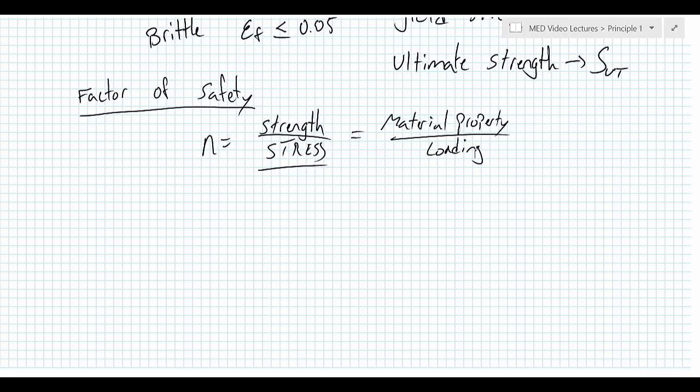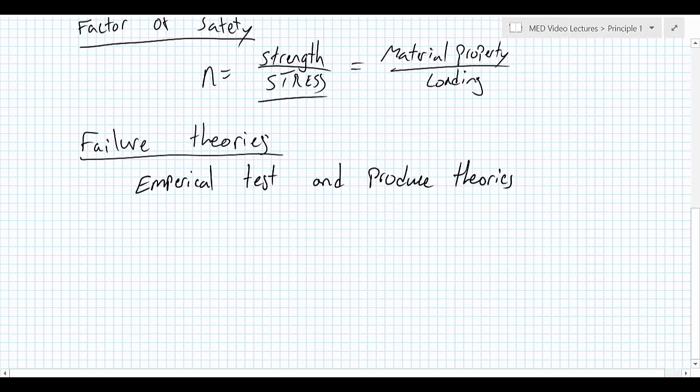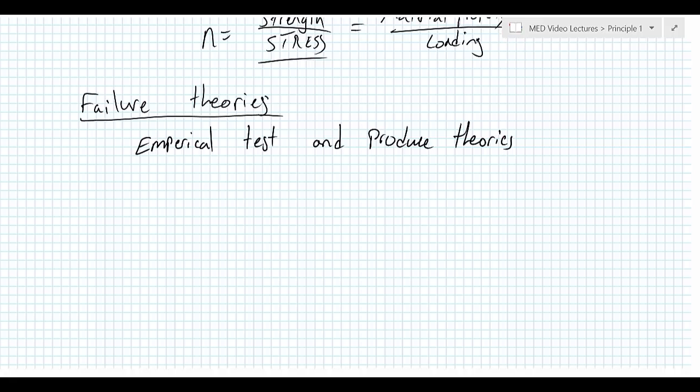All right. So because we have two different types of failure, ductile failure and brittle failure, we're going to have two different failure theories. And the reason we have failure theories is there can't be any exact, universal law which says that this material will always fail given this loading. Instead, we come up with empirical tests and produce theories. So we're going to have ductile failure theory, that is, if a material is going to fail in a ductile way, we believe it'll fail in this way based on our empirical tests, and we'll have brittle failure theories, which say, based on, again, our empirical tests, we propose that this material will fail in this way.